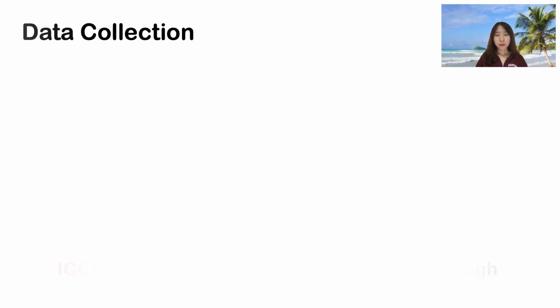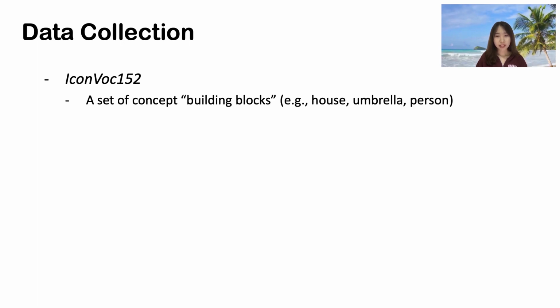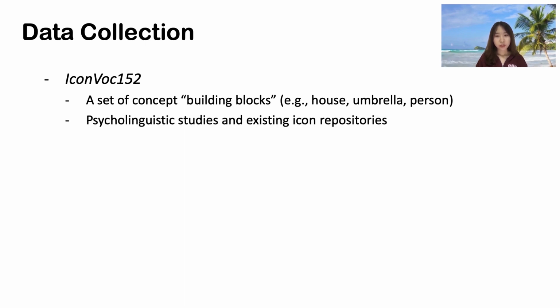To enable our computational pipeline, we introduced the following datasets. Our first step was to find a manageable but comprehensive set of concept building blocks, such as house, umbrella, and person, that can be recombined to form a large diversity of compound icons. To do this, we turned to multiple sources, including psycholinguistic studies and existing icon repositories for help. Finally, we got 152 concepts.